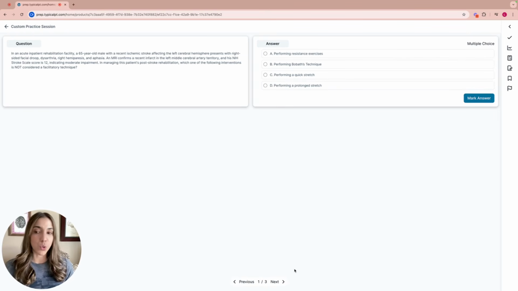So the answer choices are A, performing resistance exercises, B, performing Bobath's technique, C, performing a quick stretch, and D, performing a prolonged stretch. So we're looking for something that will facilitate movement, cause movement. So by knowing that, we can explore the answers.